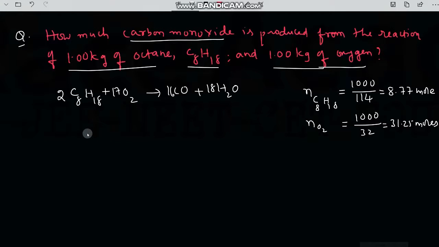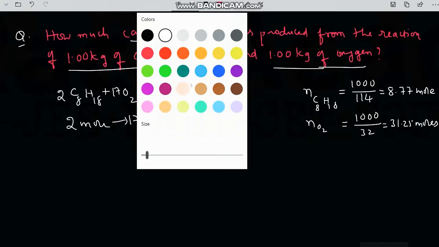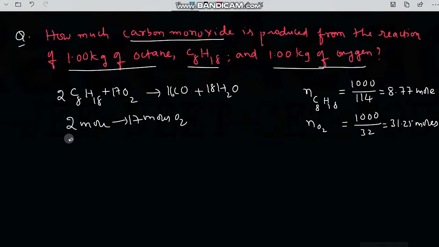So what is the meaning of this? We have 8.77 moles of octane, but from the equation we can tell that 2 moles of octane require 17 moles of oxygen. So 8.77 moles of octane requires how many moles of oxygen? We will see this calculation first.